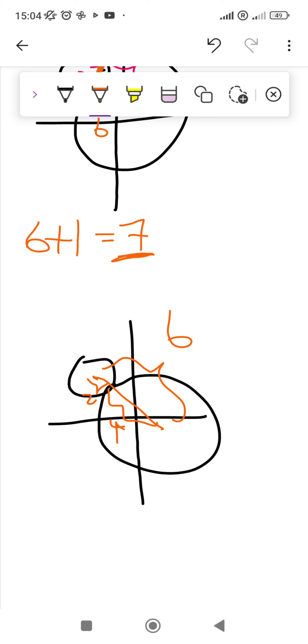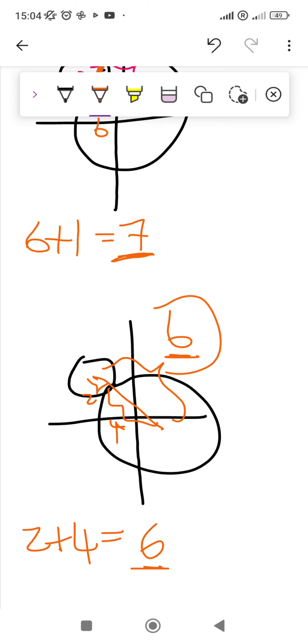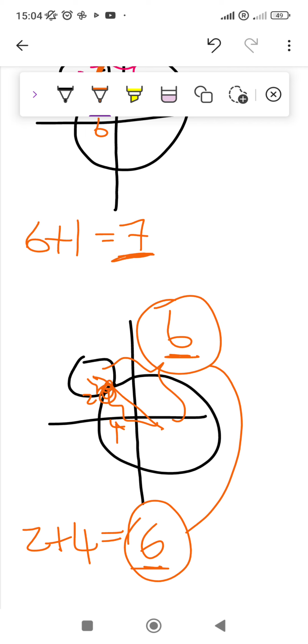Okay, so now the sum of your radii is 6, and the distance between the midpoints is also 6. What does that then mean? That means that those two circles touch at one point.